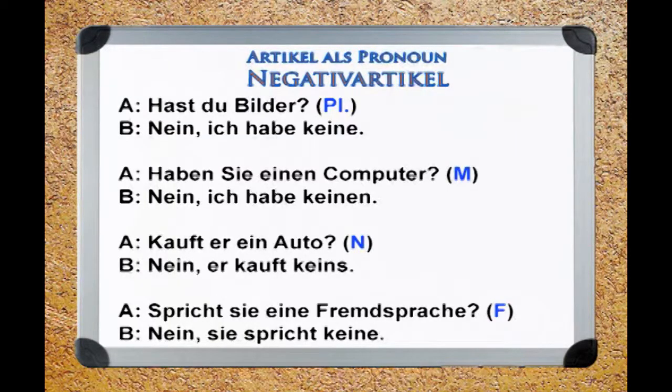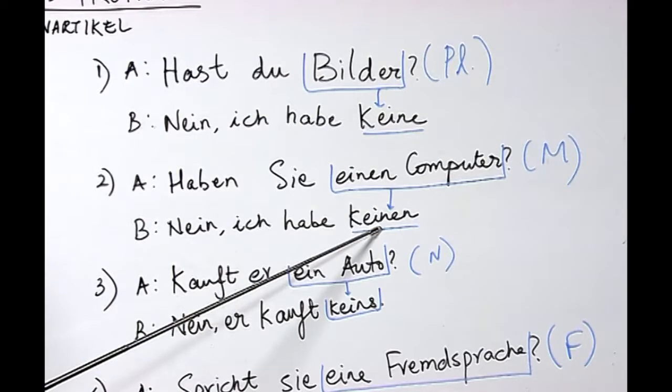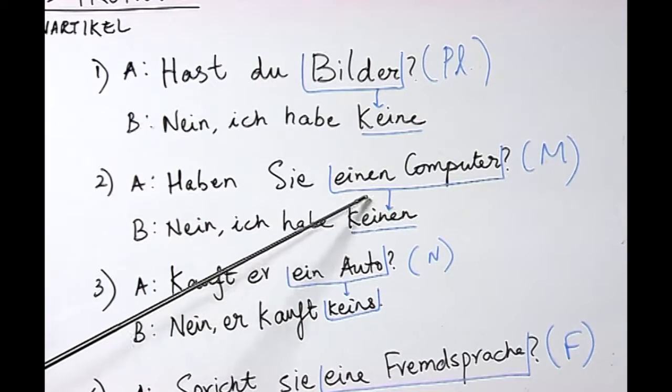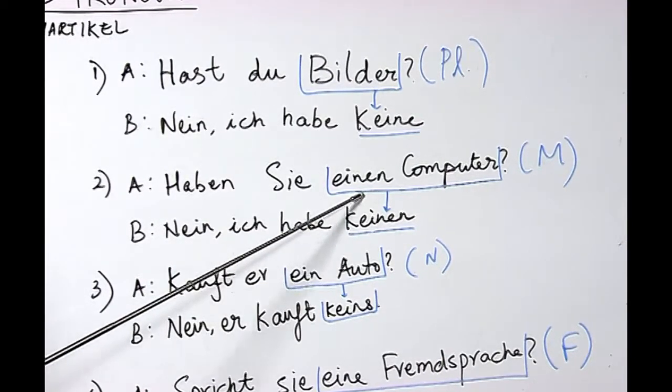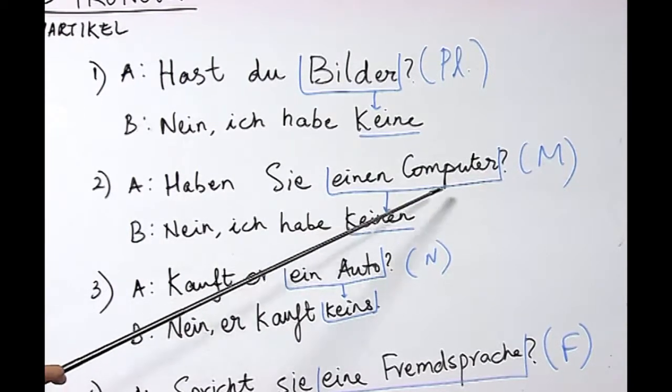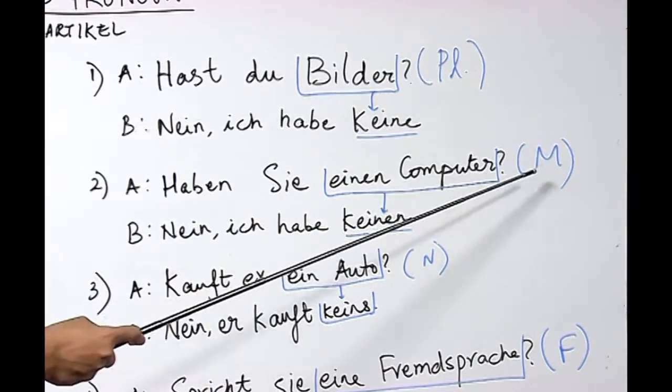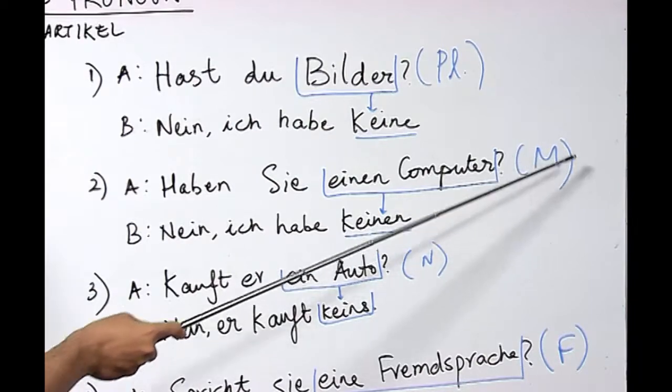Now, let us look at this sentence. Haben Sie einen Computer? The answer for this question is Nein, ich habe keinen. As you can see here, the negative article keinen has been used to replace the indefinite article einen in accusative along with the noun Computer, and as you know, Computer belongs to the masculine gender category, which is marked here by M.